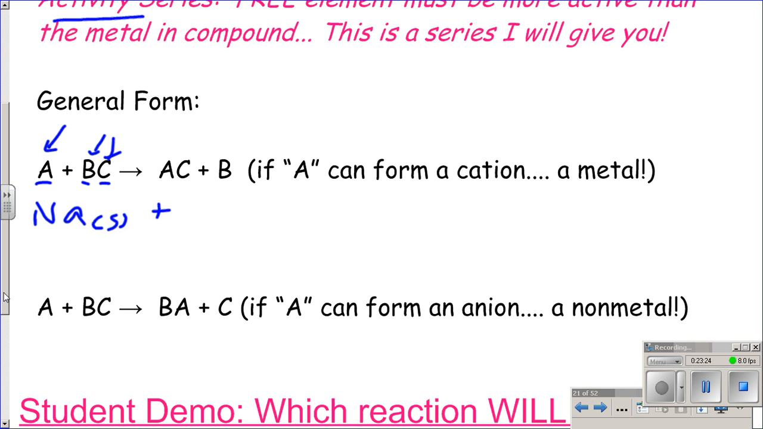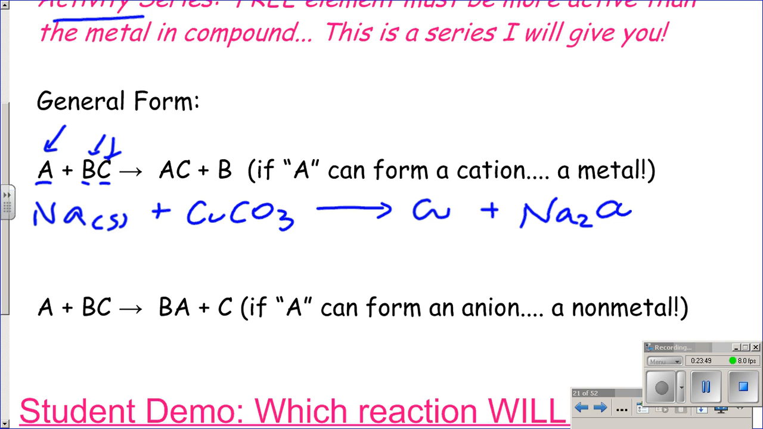B and C were copper(II) carbonate. What did I just make? I switched them back. Sorry. What did I just make? Copper. Copper's free, right? Free agent, looking for a nice friend. And carbonate, also known as Na2CO3. Okay, so sodium is active and it boots copper out of the relationship.